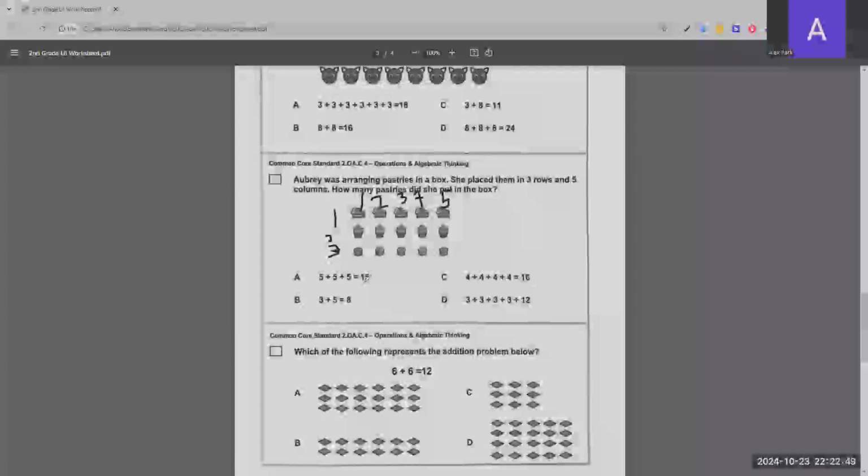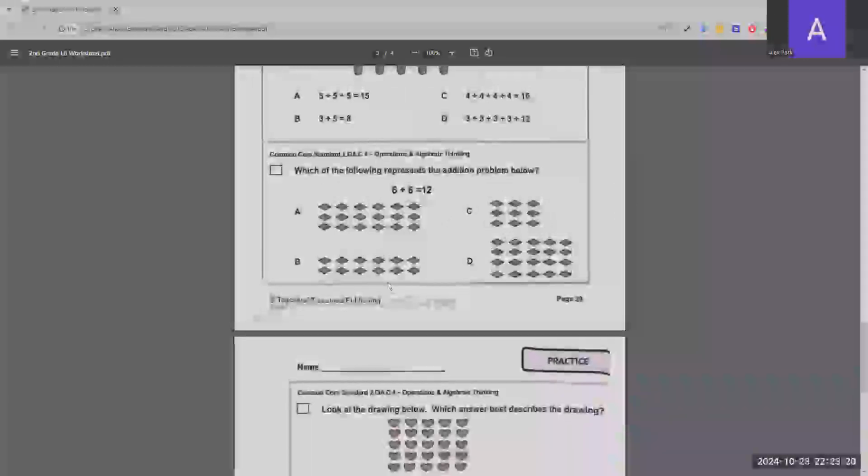So we can look at our answer choices and see the totals are 15, 8, 16, and 12. Those are our choices. And to find out the total amount, we can just multiply the number of rows and columns. So that's 3 times 5, which equals 15. So 15 is in letter choice A. So that's our answer.